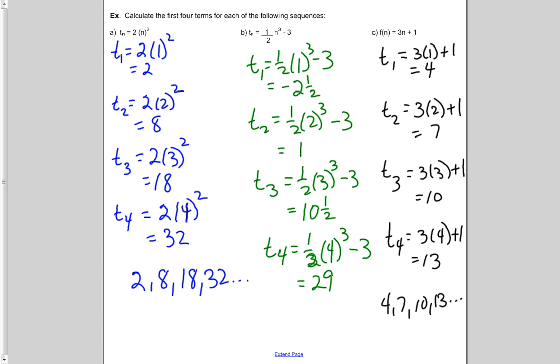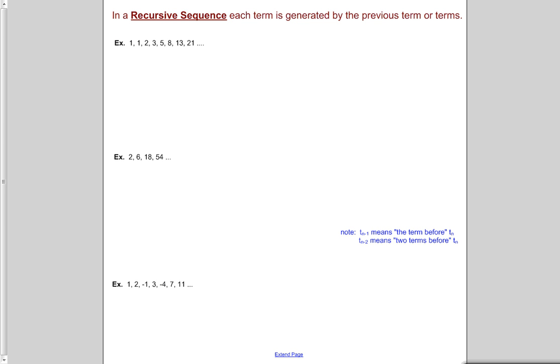Let's write the middle one here. Minus 2.5, 1, 10.5, 29. That's a harder pattern to see. We're starting with the Fibonacci numbers, where each term is generated by the previous term or terms. So in any recursive sequence, you use previous terms to find the next one.